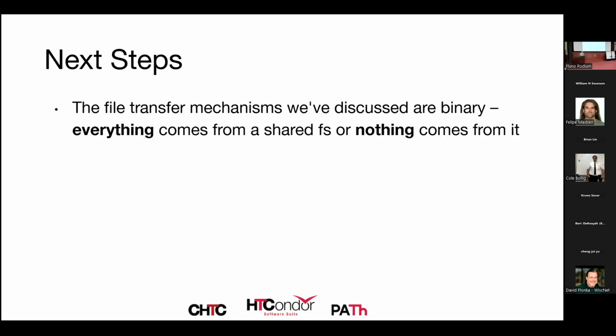So the first issue is that the file transfer mechanisms I've been working out are completely binary. Either everything comes from a shared file system or nothing comes from a shared file system. So in places like CHTC, we have partially shared file systems. Maybe some things have to be managed and moved by HTCondor. And so those types of use cases aren't super well supported yet. I've worked through this problem, but it's extra hacky, and I don't want anyone to know about it yet, or at least know how to find it.